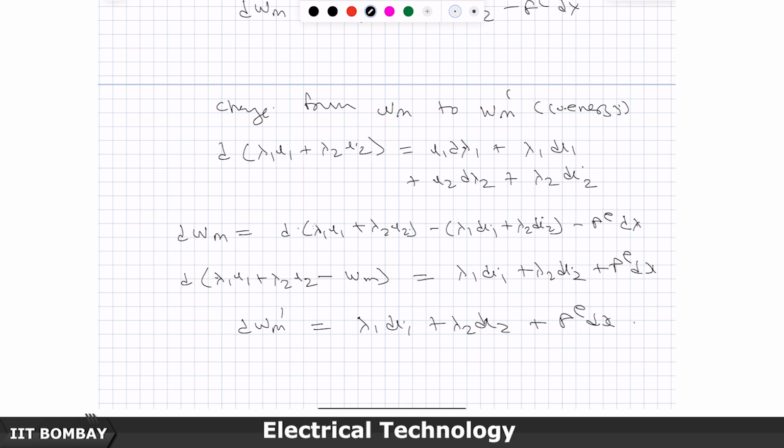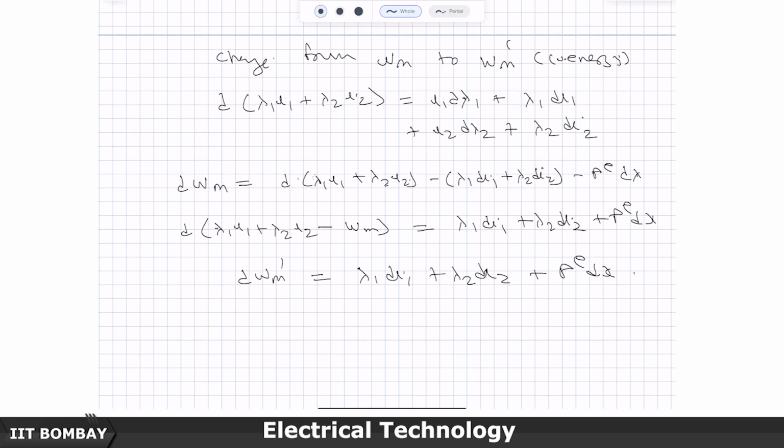Now, what are your state variables? I1, I2 and x. Earlier with magnetic energy you would have had λ1, λ2 and x. Now, instead of that, we are having I1, I2 and x. So, we got this, and the same thing can be written as Wm dash.